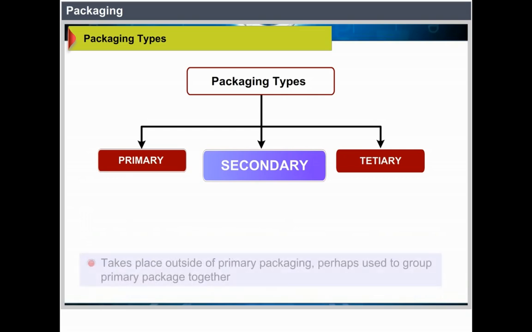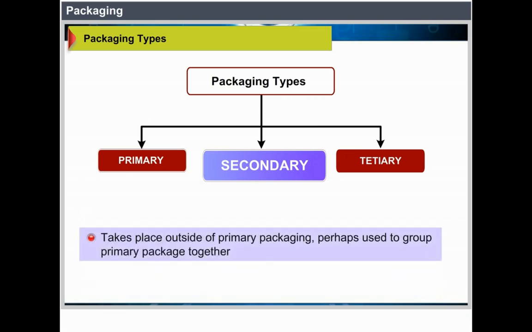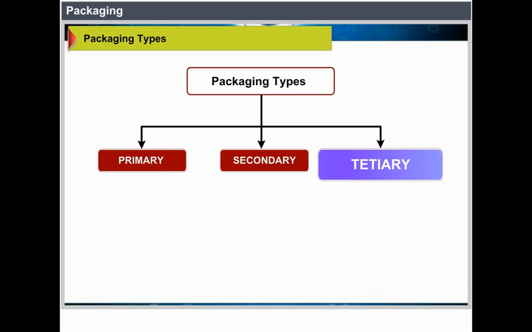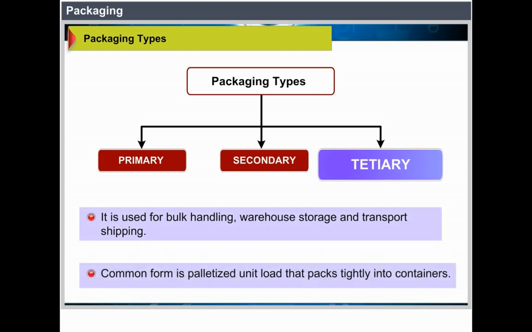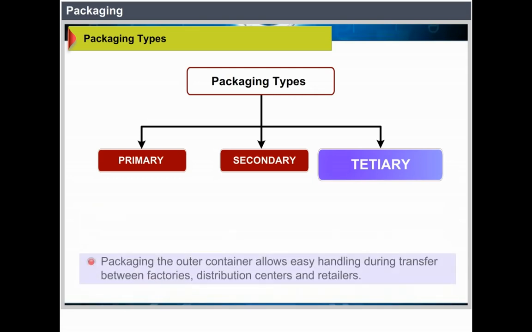Secondary packaging: outside of primary packaging, perhaps used to group primary packages together. Tertiary packaging: it is used for bulk handling, warehouse storage, and transport shipping. A common form is a palletized unit load that packs tightly into containers. Packaging is the outer container that allows easier handling during transfer between factories, distribution centers, and retailers.